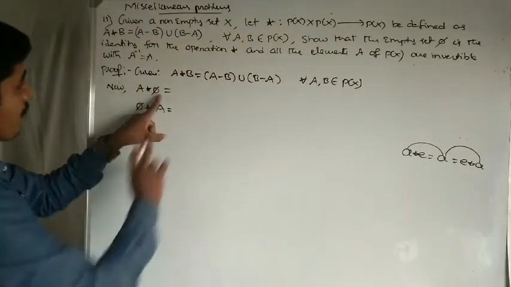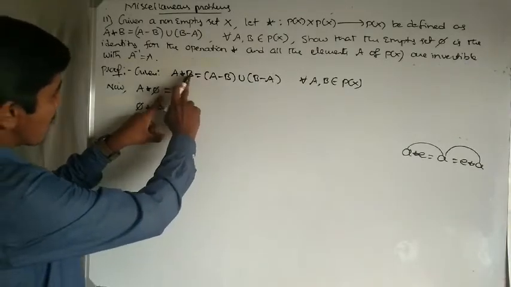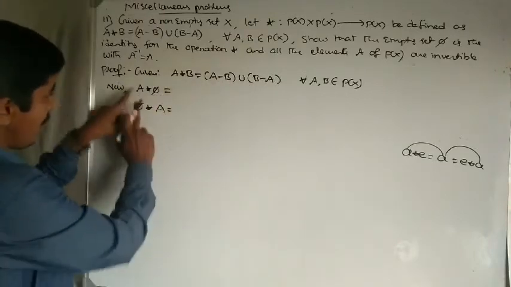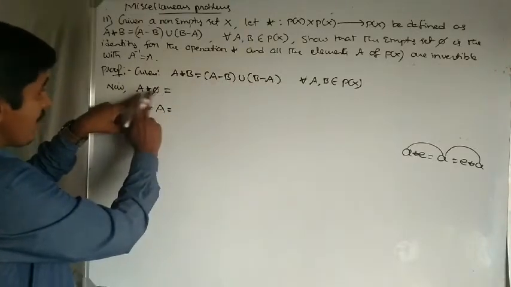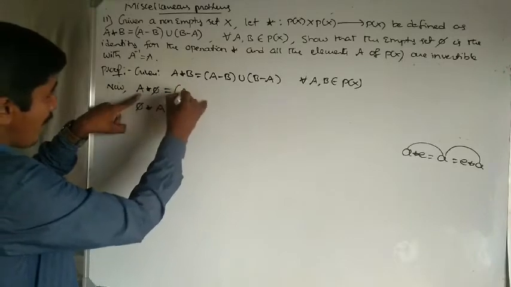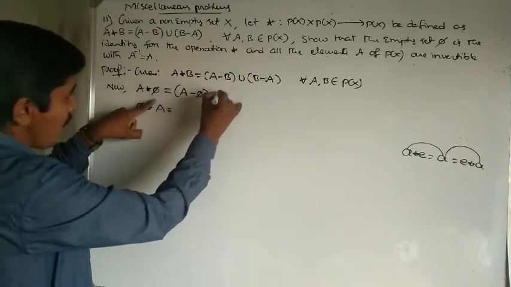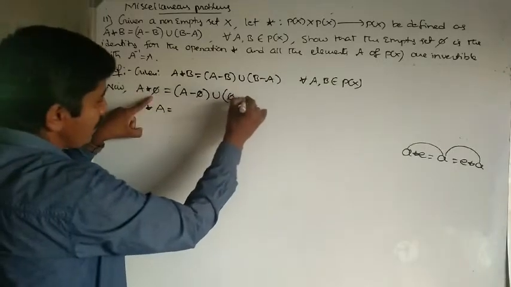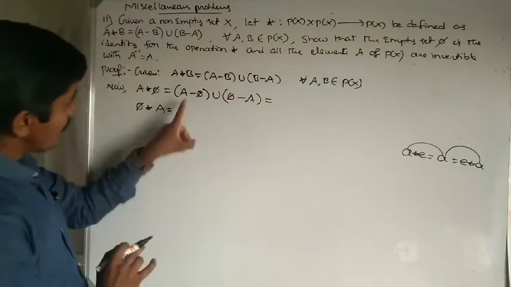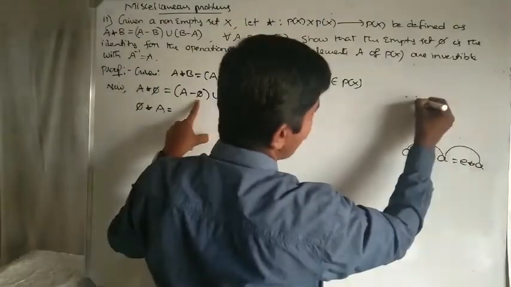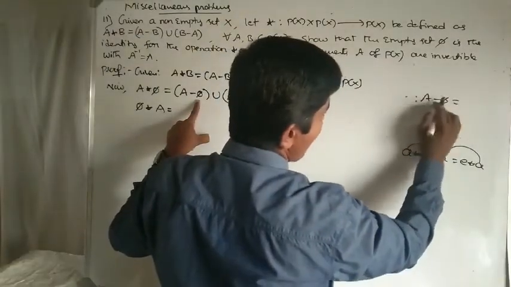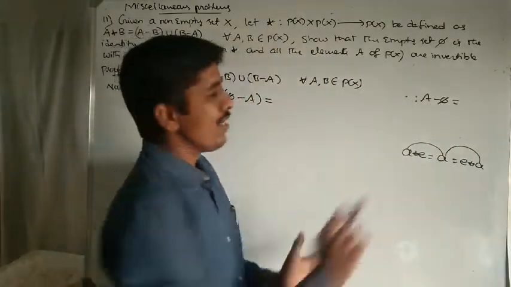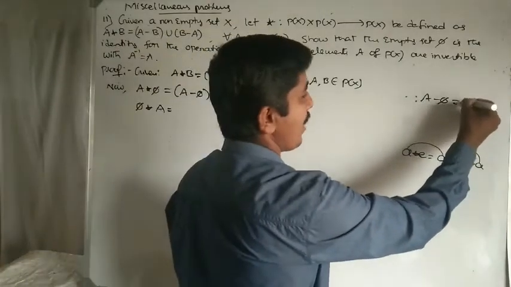A star null set here. Our binary operation defined means A star B which is equal to A minus B union B minus A. Here A star null set equal to A minus null set union null set minus A. Then what about A minus null set? A minus null set, the elements which are in A but not in null set. Null set means there is no element in null set. Therefore, A minus null set equal to A.